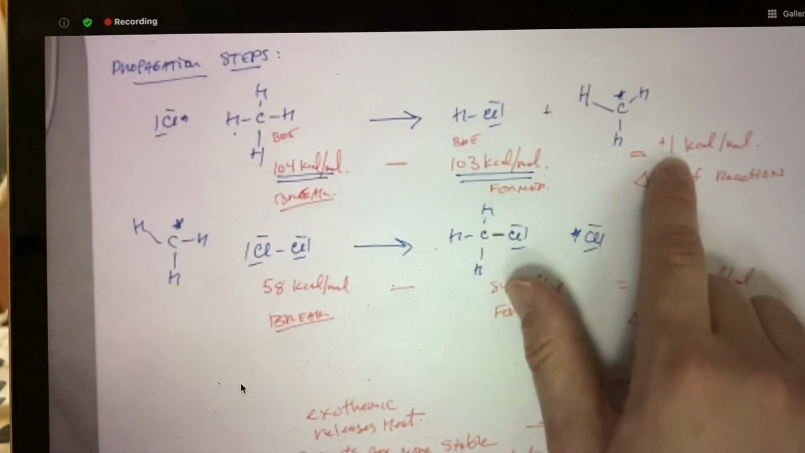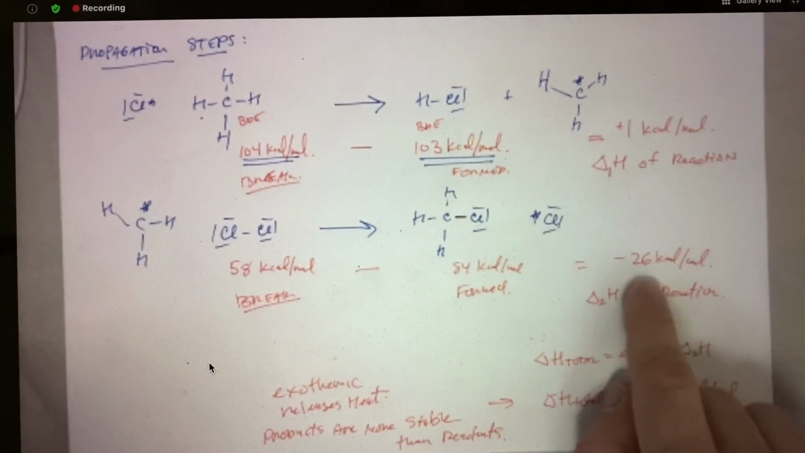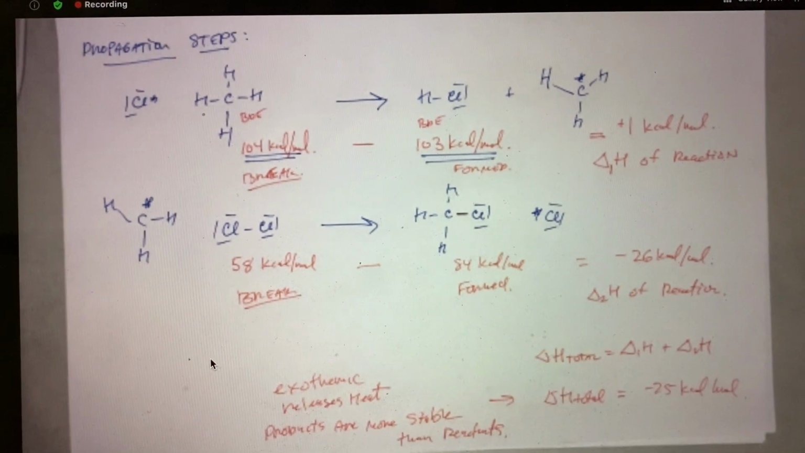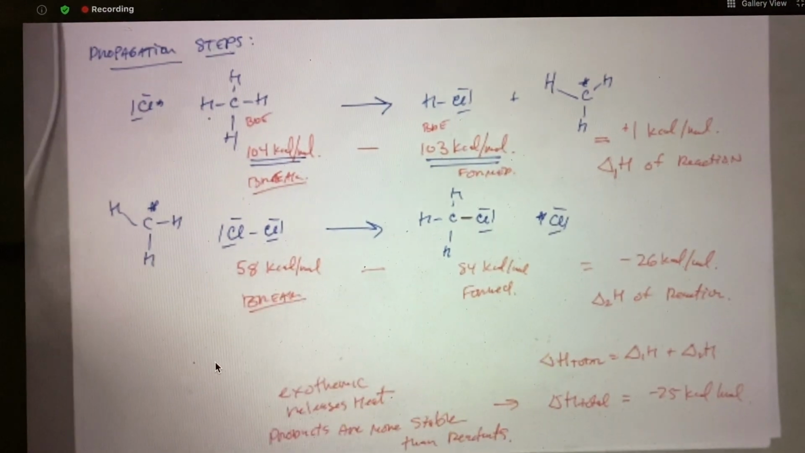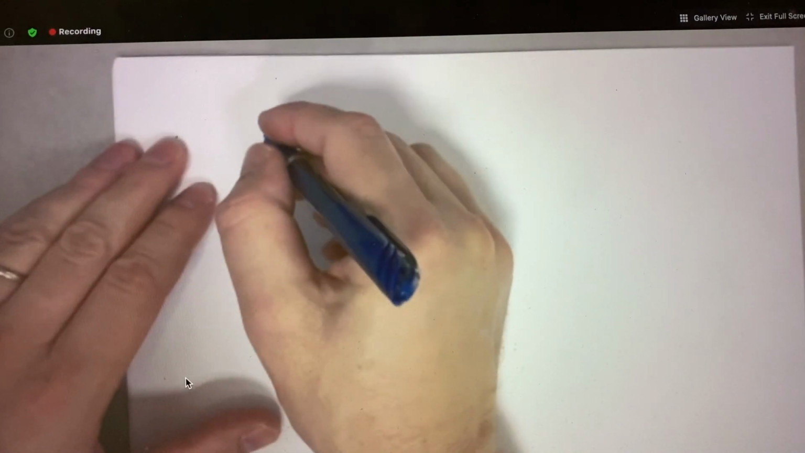This process is endothermic, it's slightly uphill. This process is exothermic, it's very big downhill. So that's a good question. Let's actually just graph this and see what it looks like. This graph will be the basis of us understanding something more about chlorination and bromination.